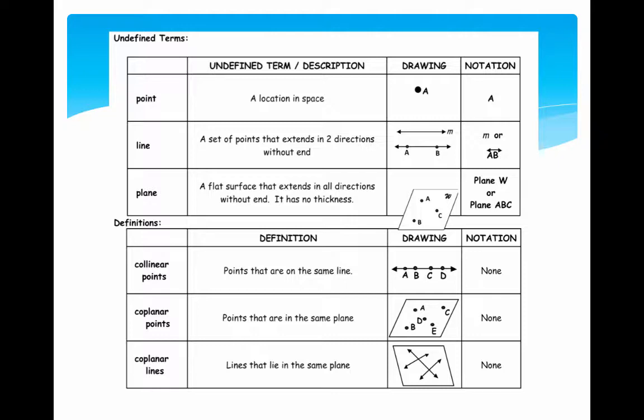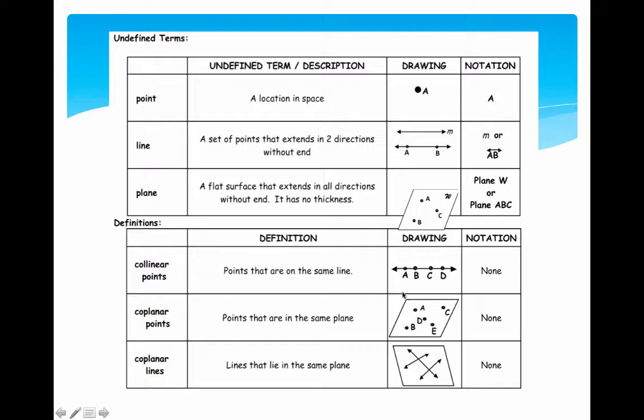A plane is a flat surface that extends in all directions without ends. So it's 2 dimensions only. It doesn't go at all in the third direction. And if you were to draw it, you'd either use 3 points to define it, because 3 non-collinear points determine a plane uniquely. And then you would put, in this case, a W. And then you can say plane W or plane ABC. Like before this one, you could say a line from AB. This is a plane from ABC.